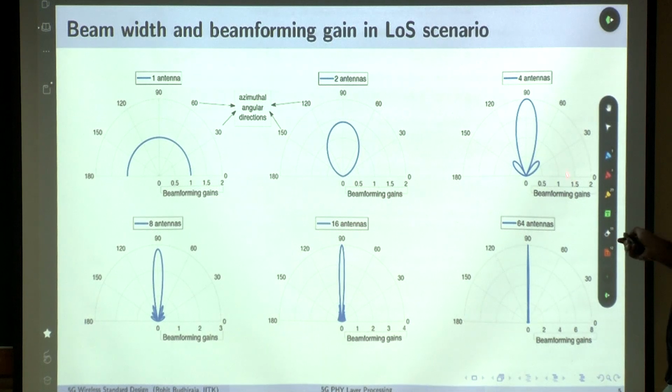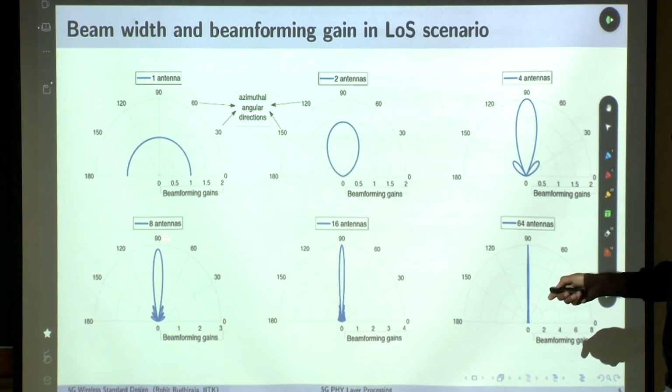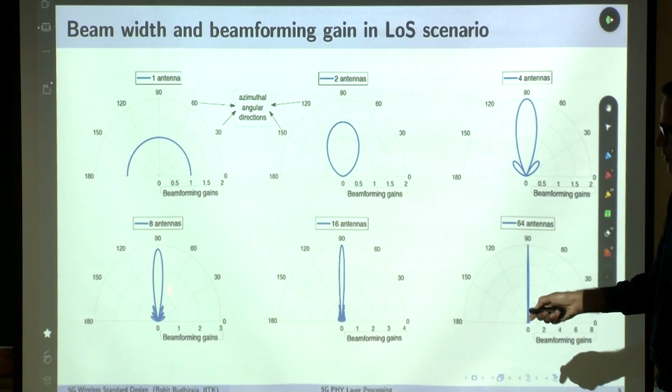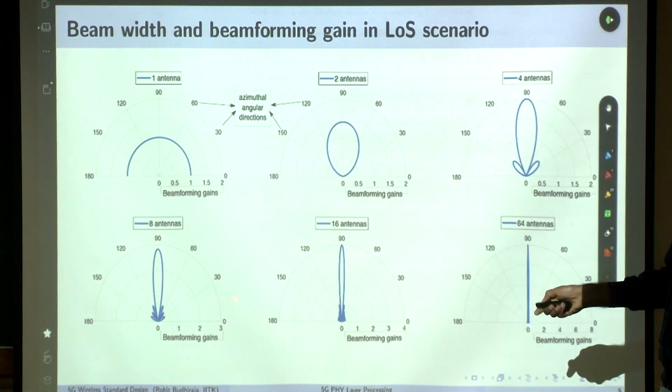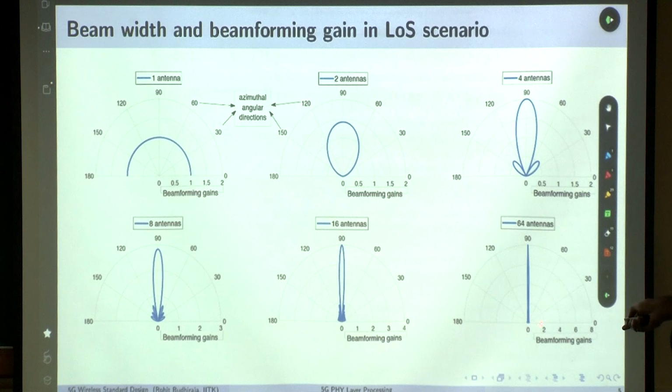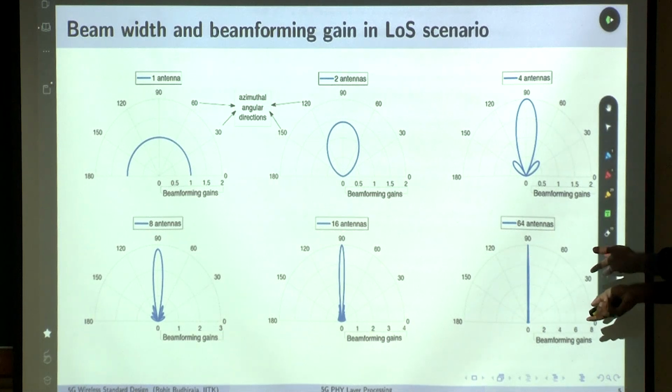With 4 antennas, look at this, the gain is becoming 2, and the signal is becoming further sharper. With 8 antennas, the signal is becoming even sharper and the gain is also increasing, reaching 3. Look at 64, this is called a pencil beam, the gain has become 8, in a particular direction.